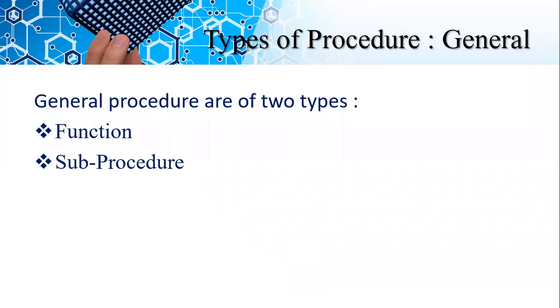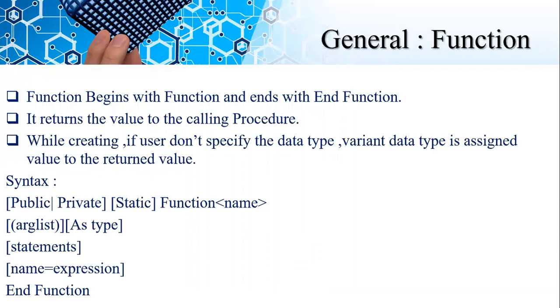Then the third type of procedure is the general procedure. General procedures are of two types: first one is function, and the other one is sub procedure. So what is a function? A function is nothing but a block of code, a block of statements, which you can write and execute at once. You should begin the function with the function keyword and the function name, and it is ended with End Function.